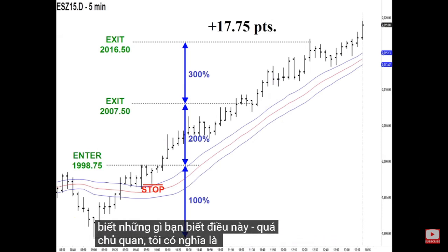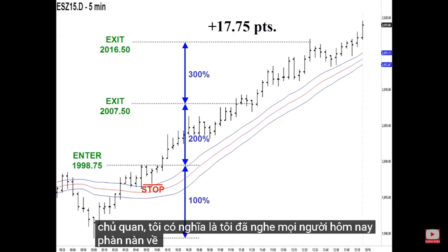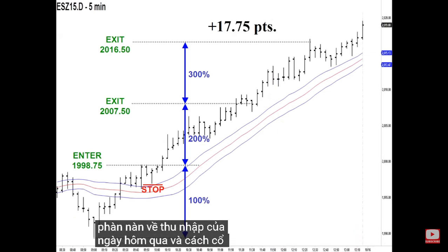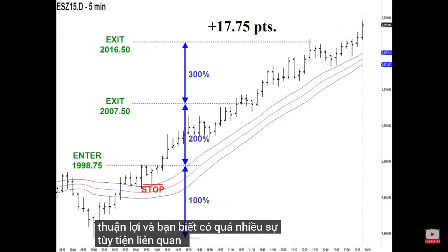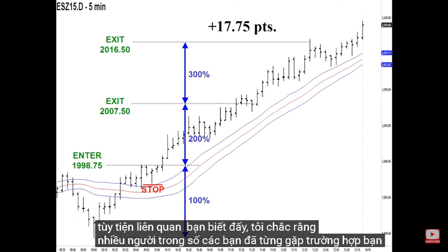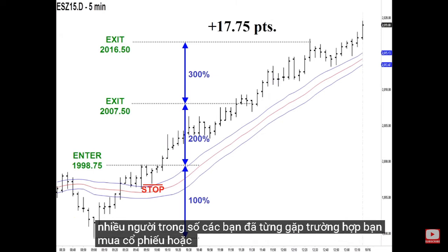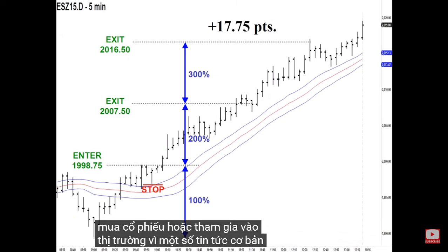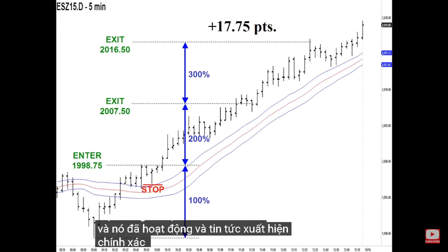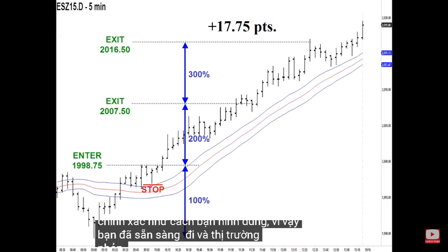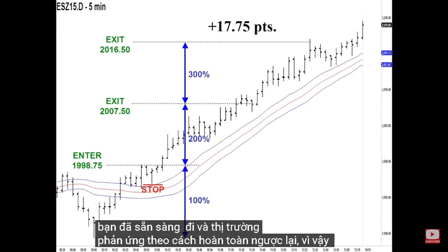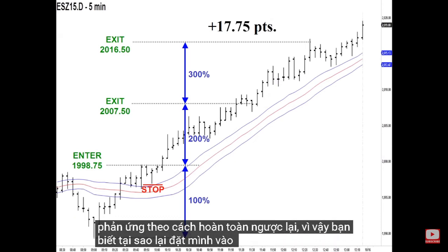It's too subjective. I heard people today complaining about earnings that came out yesterday and how the stock didn't react favorably. There's too much discretion involved. I'm sure a lot of you have had instances where you purchased a stock or got involved in the market because of some fundamental news, and the news came out exactly the way you had pictured, so you're all set to go, and the market reacts the exact opposite way. So why put yourself in that position?